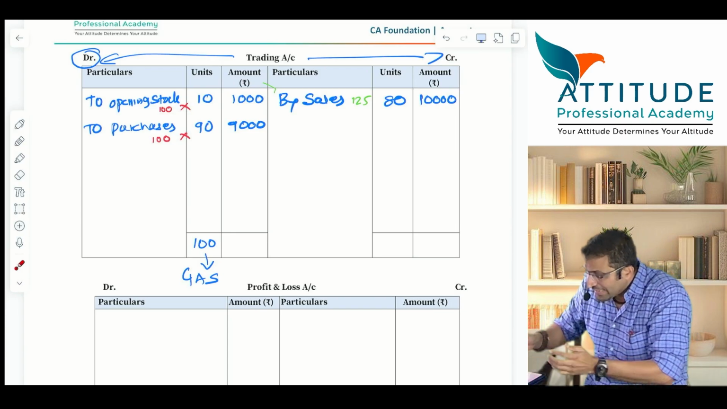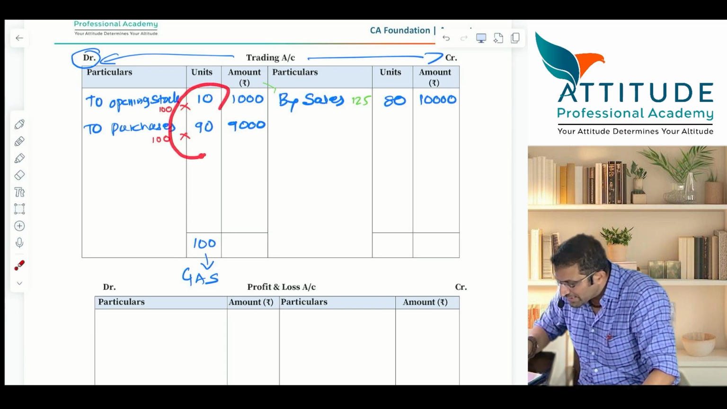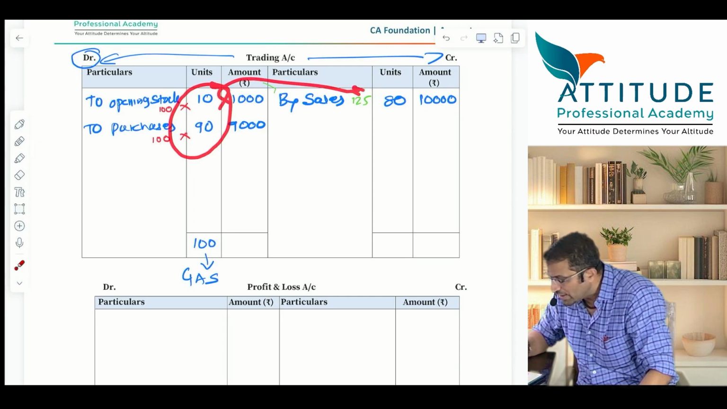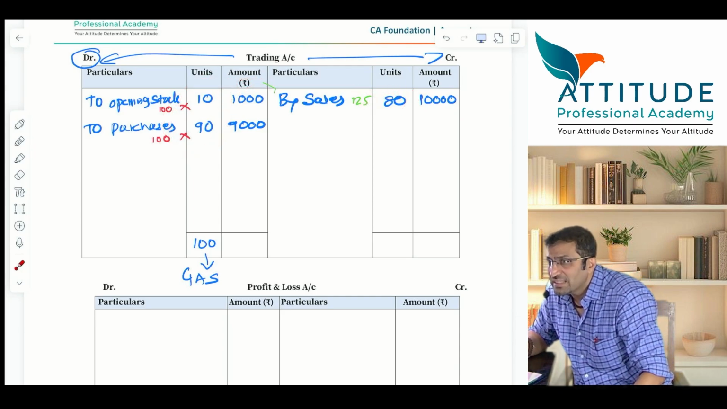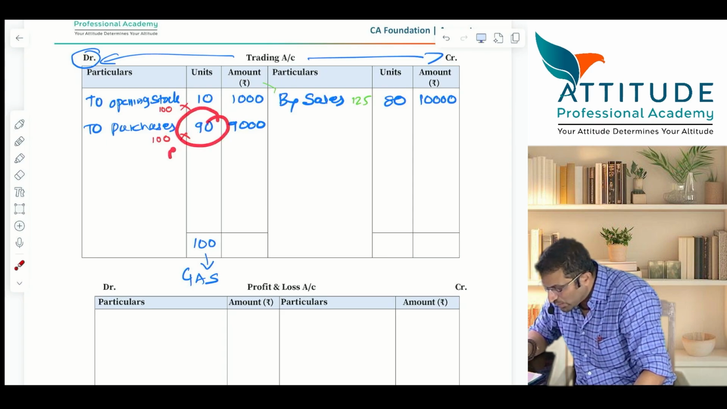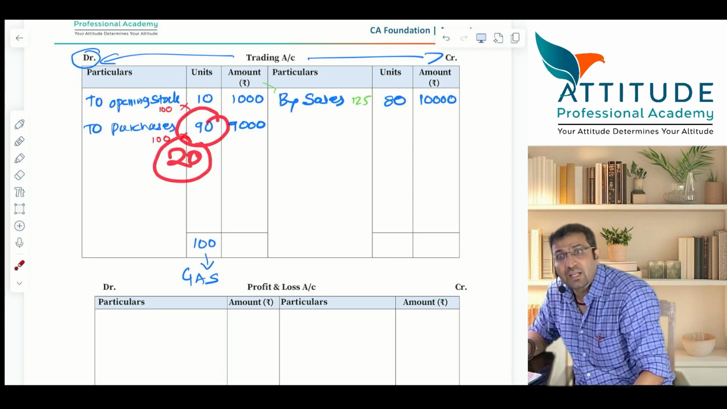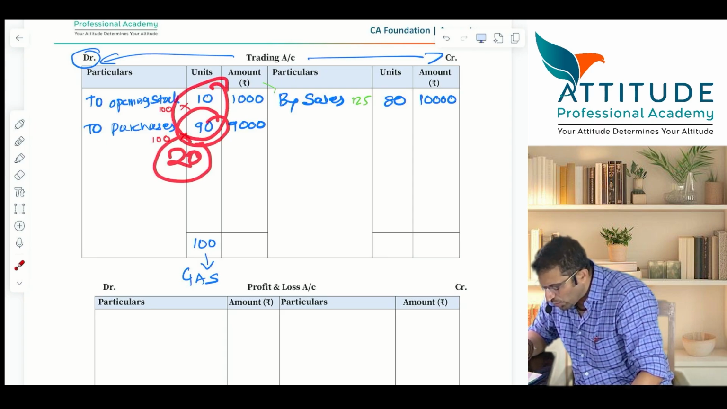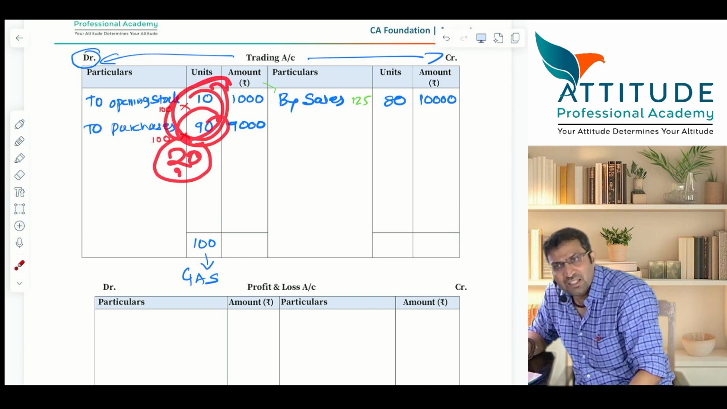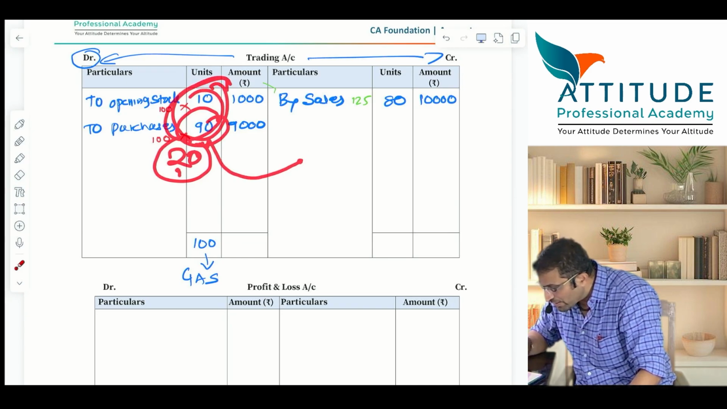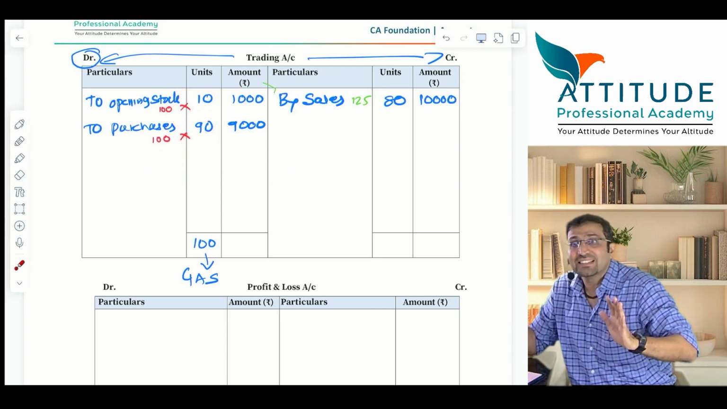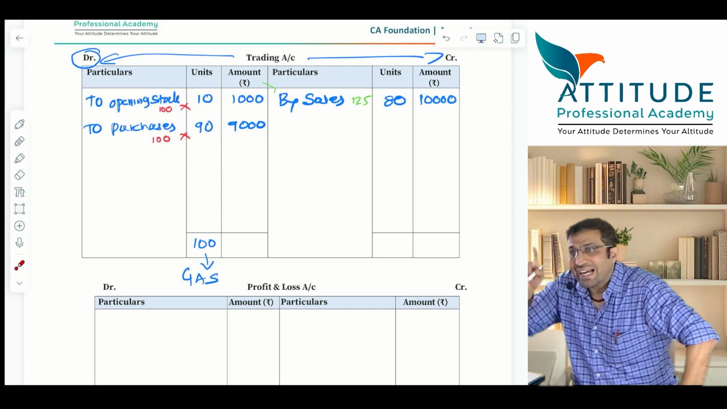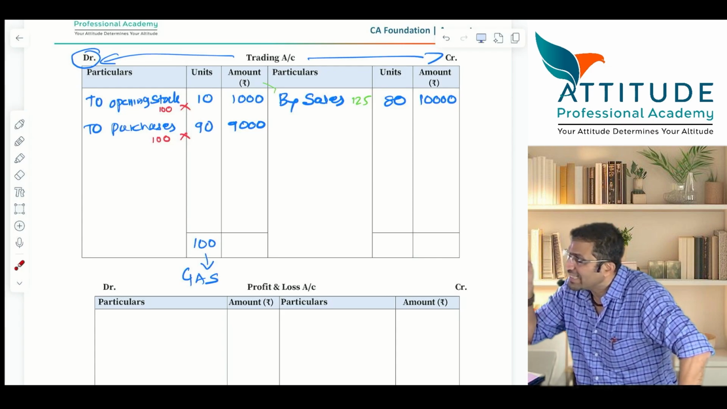Now you tell me, out of this 100 units, how many are sold? Out of this only it is sold, no? What is remaining? Out of this 100, 20 is remaining. Now this 20, you reverse it and put it on the credit side so that it is now matching. Now tell me why closing stock comes on the credit side of the trading account.